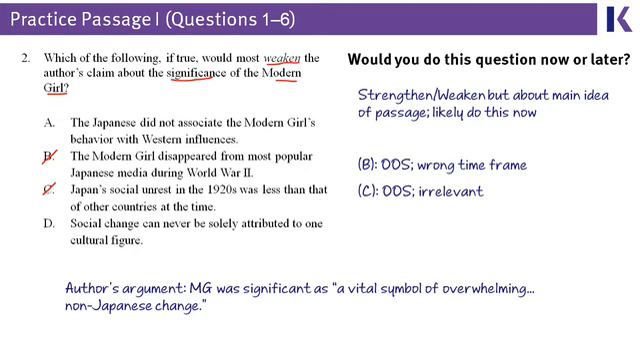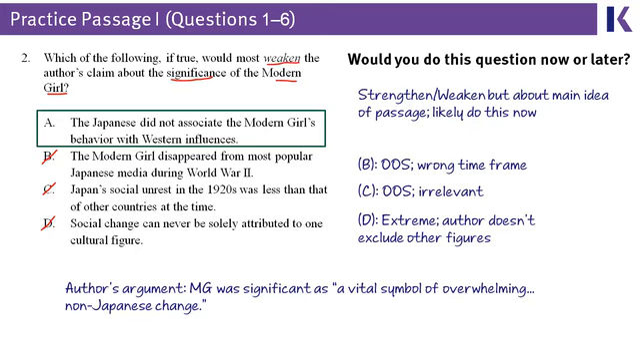Answer choice D is also going to be wrong because it's a pretty extreme answer. The author in this passage doesn't exclude other cultural figures. The author just simply says that the modern girl does have influence, and doesn't get into the whole conversation of other media portrayals or any type of figure having particular influence. So D isn't going to work for us. So A does end up being the correct answer here.